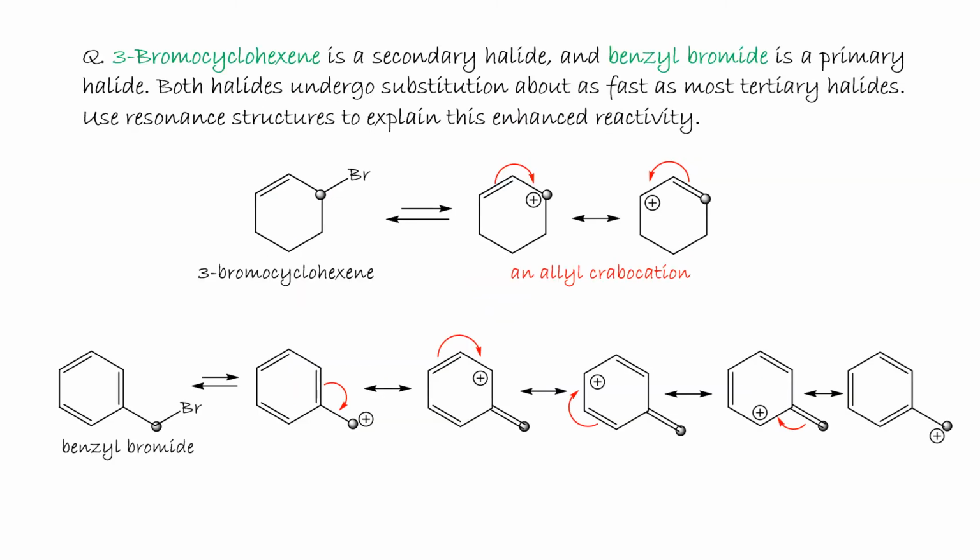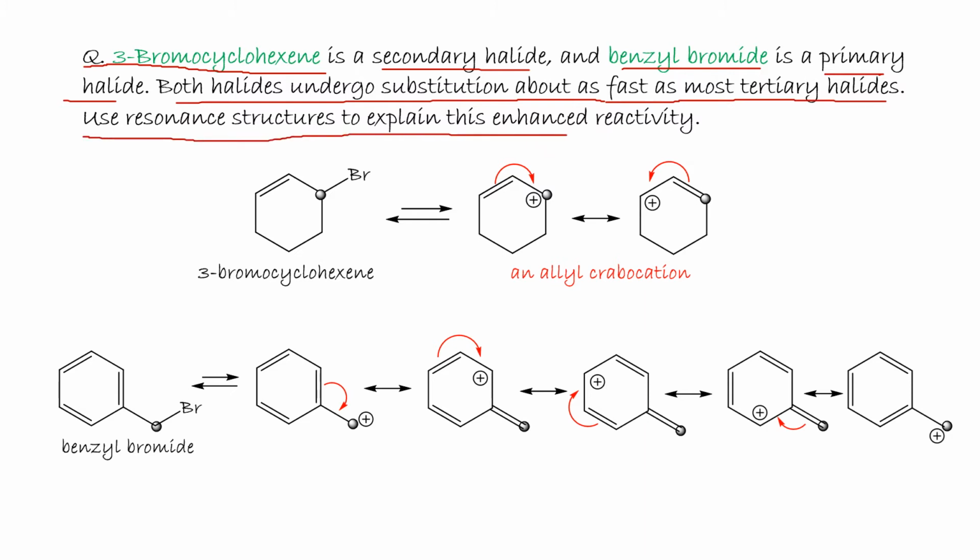Let's solve this question. 3-bromocyclohexene is a secondary halide, and benzyl halide is a primary halide. Both halides undergo substitution about as fast as most tertiary halides. Use resonance structures to explain this enhanced reactivity.